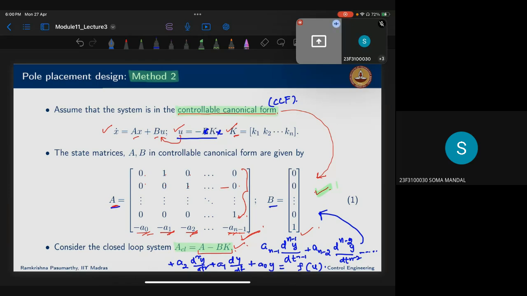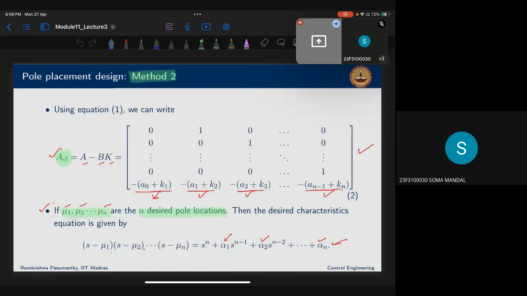Now we have this closed loop matrix ACL. What you can do is the same process. Take this ACL matrix, then you have the A and B matrices. Find the ACL expression in terms of matrices. Substituting K along with A and B, you get this matrix. Now compare both.